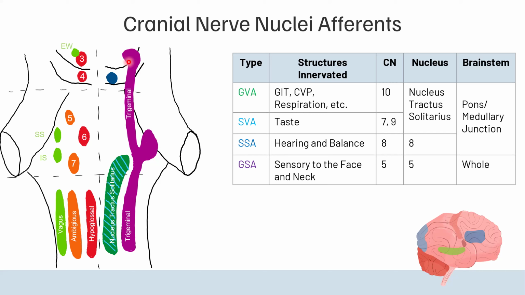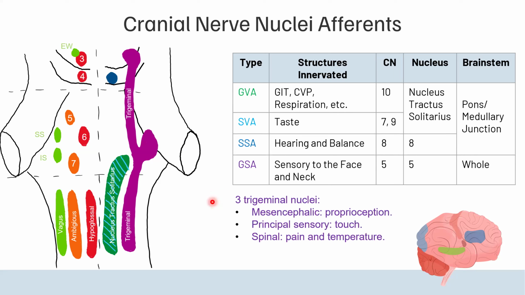The mesencephalic portion is responsible for proprioception. The principal portion is responsible for touch, and the spinal portion is responsible for pain and temperature. So you can kind of correlate it to the tracts that you've taken. So those are the three trigeminal nuclei, our mesencephalic for proprioception, our principal sensory for touch, and our spinal for pain and temperature. Is this clear for everyone?